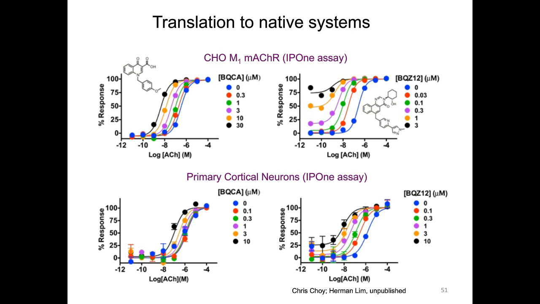So BQCA, we can see in our CHO cell line. This is a low-expressing CHO cell line, so we see no allosteric agonism, but potentiation of acetylcholine, and that's reflected also in the primary cortical neurons. And then on the right-hand side, we can see that this BQZ compound not only displays modulation of orthosteric agonist potency, but also allosteric agonism in its own right, and that is also maintained in our assay of primary cortical neurons.